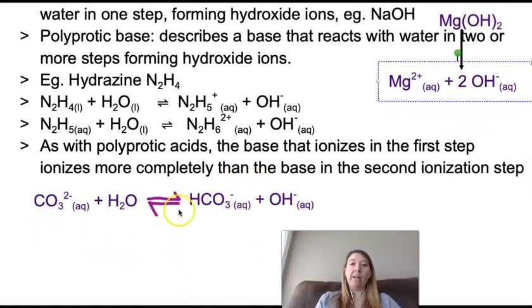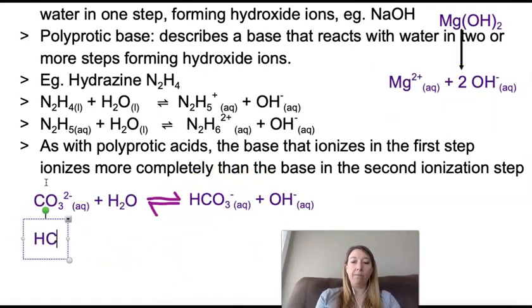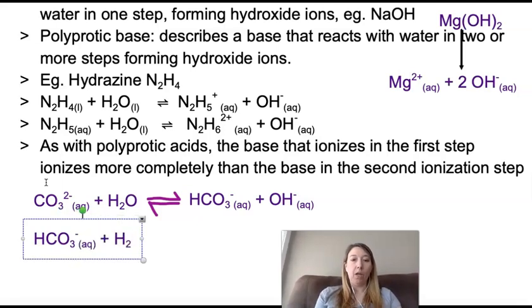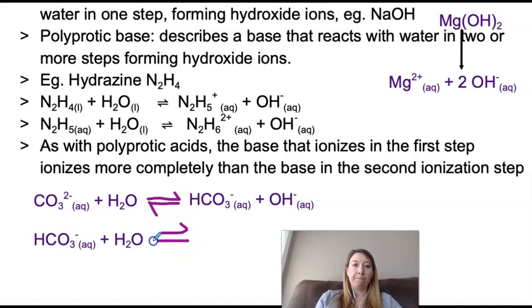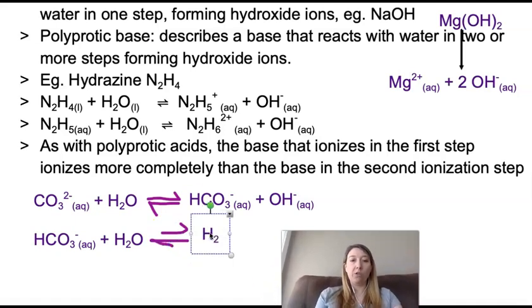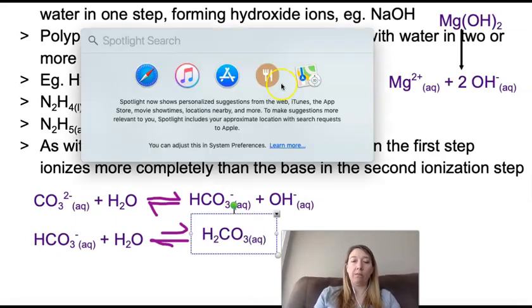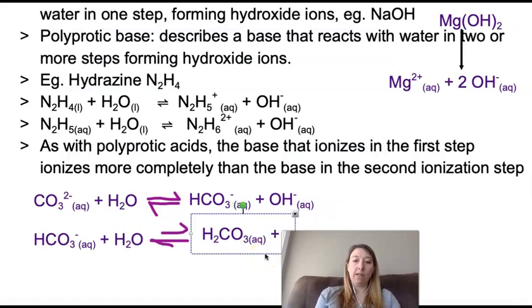So down here, now I would take that hydrogen carbonate ion. Okay, I would react it with water again. Okay, still weak. So using that double-headed arrow. It's a little bit bigger of an arrow, that's okay. And making H2CO3 because we gained one more proton plus another hydroxide ion.